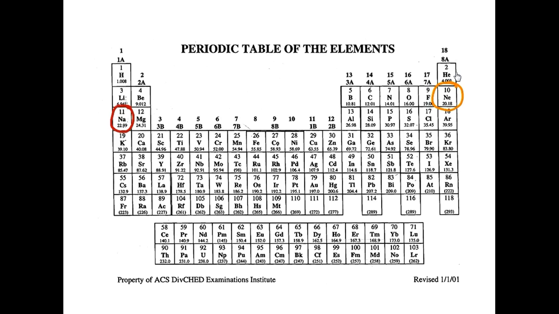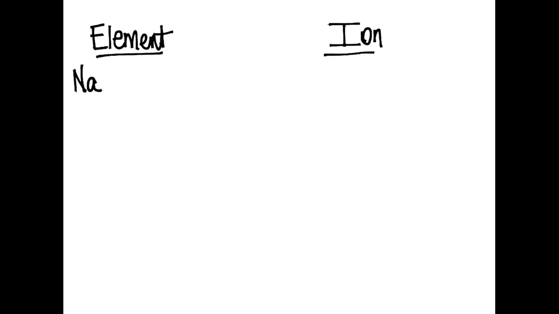Or if you want to use the abbreviated electron configuration, neon is the preceding noble gas, and so you would write down neon in brackets, and then you'd write 3s1. So this is the abbreviated electron configuration for the neutral sodium atom. Now when sodium loses its single valence electron, it's going to lose it from the 3s orbital.